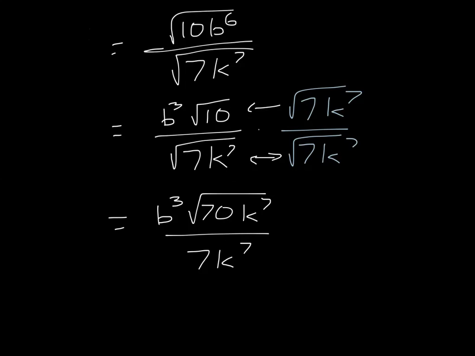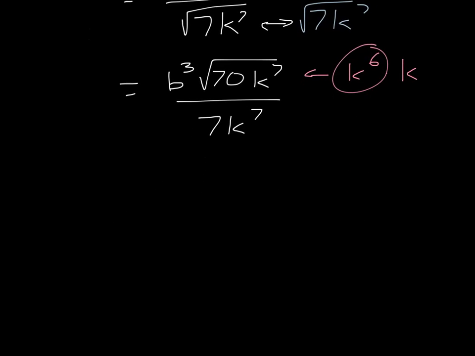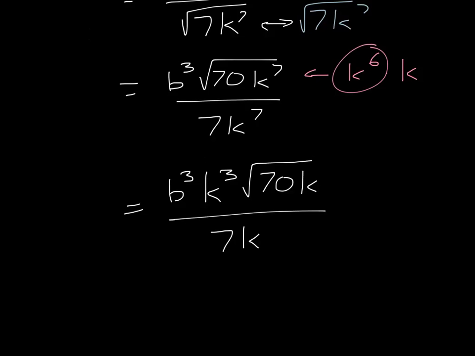The last thing I'm going to do is simplify the radical again on top. This k to the 7th I'm going to split into a k to the 6th times a k. And the k to the 6th comes out of the radical and will be a k to the 3rd. And the last remaining k just gets left under the radical. So I'll have b to the 3rd, k to the 3rd, and the square root of 70k all over 7k to the 7th.